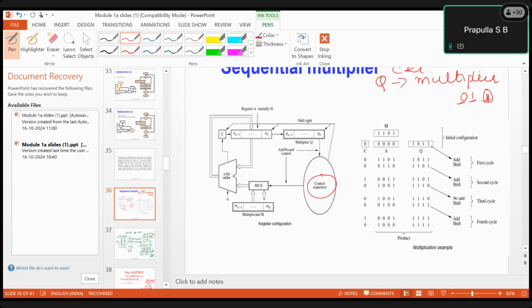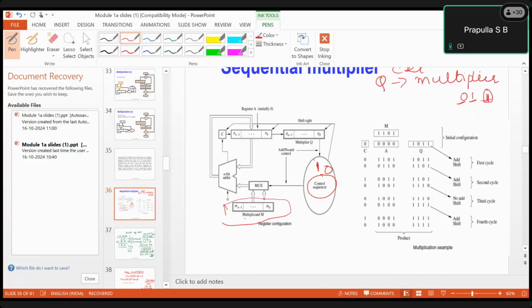If it is 1, they copy the multiplicand. Here you have the multiplicand stored in this register M, and you have a multiplexer which will select the multiplicand in case your control sequence is 1.